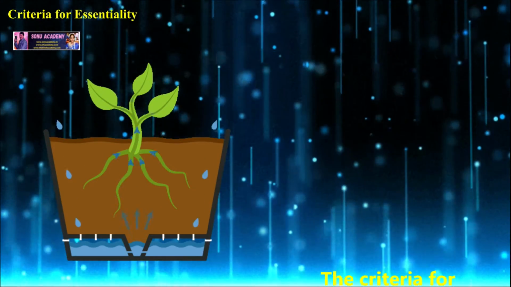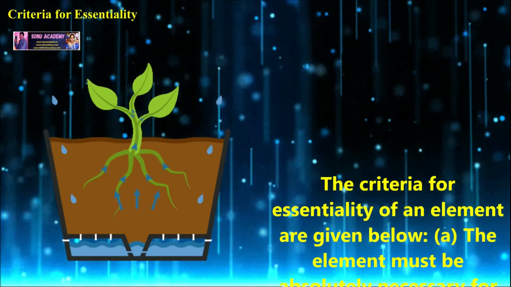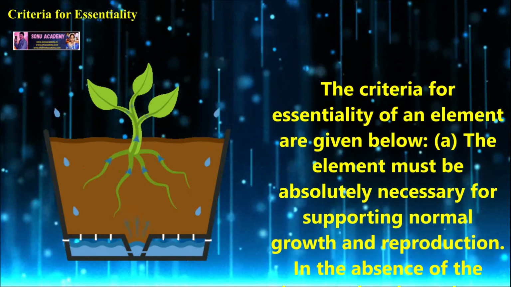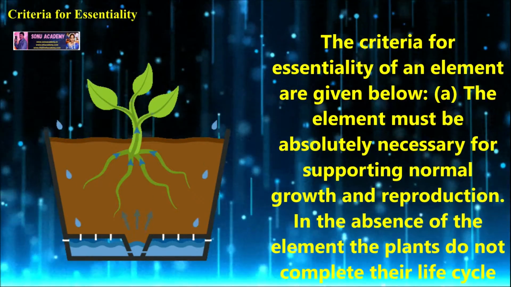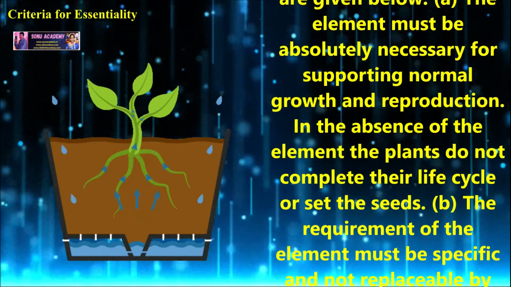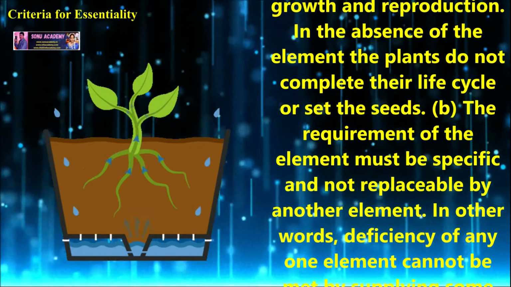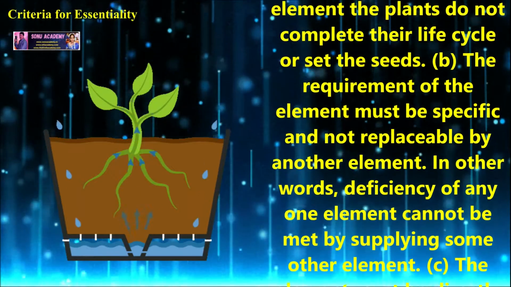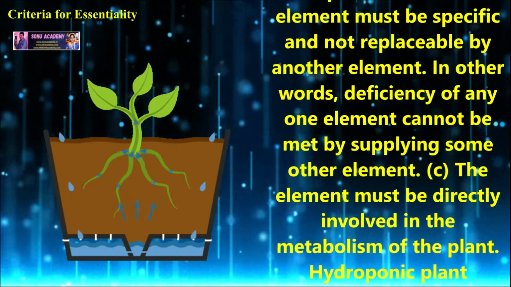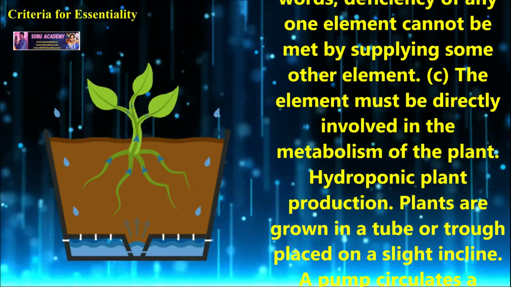Children, let us discuss the criteria for essentiality. The criteria for essentiality of elements are given below. First, the element must be absolutely necessary for supporting normal growth and reproduction. In the absence of the element, the plants do not complete their life cycle or set seeds. Second, the requirement of the element must be specific and not replaceable by any other element. In other words, deficiency of any one element cannot be met by supplying some other element. Third, the element must be directly involved in the metabolism of the plant.